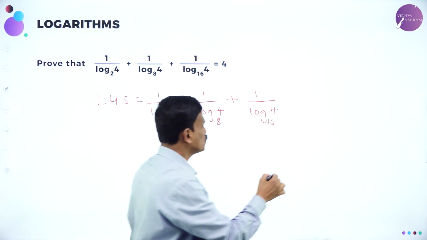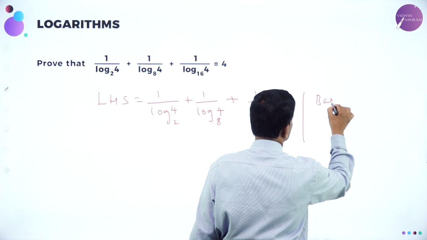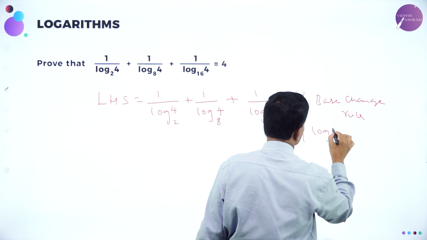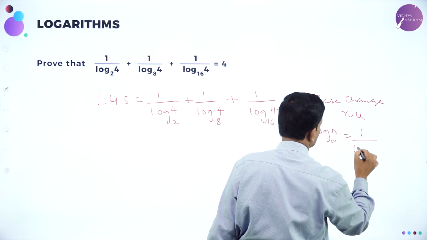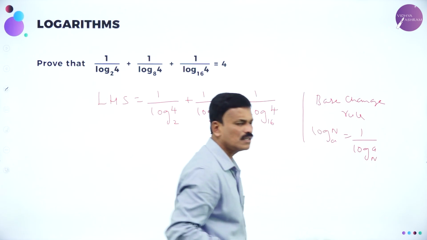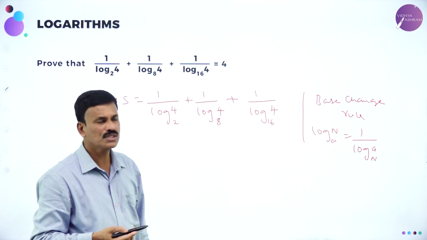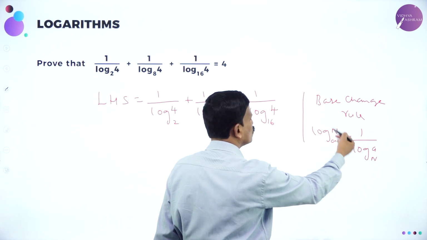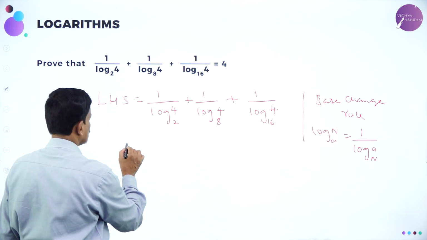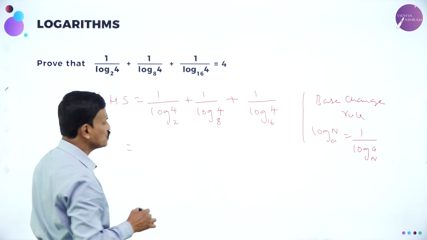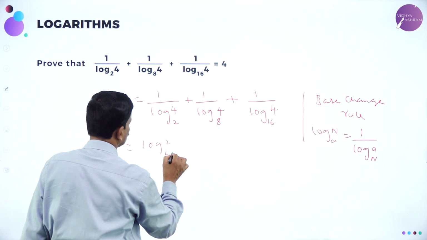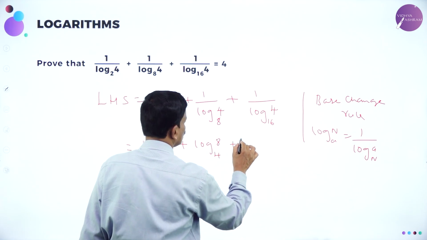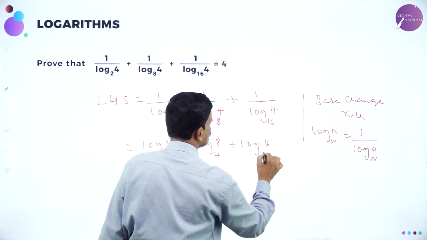Now using the base change rule, we know the rule: logarithm of n to base a is equal to 1 over log a to base n. Or 1 over log a to base n is also equal to log n to base a. Now using the same rule, 1 over log 4 to base 2 can also be written as log 2 to base 4, plus this is logarithm of 8 to base 4, plus this is logarithm of 16 to base 4.